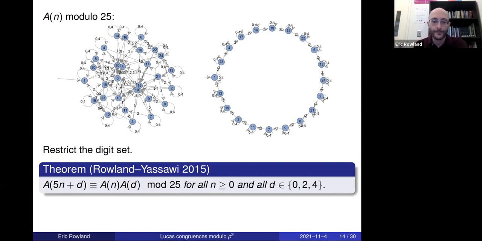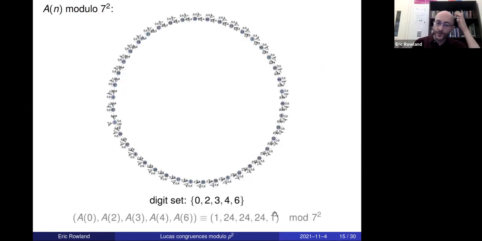Thank you. So at the time, I played around with the automata for the Apery numbers modulo 7 squared and 11 squared, but I wasn't able to see such a nice picture come out of it. And that's because I wasn't quite looking at it right.